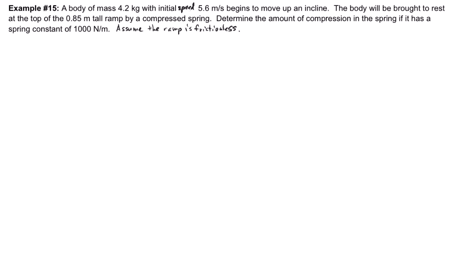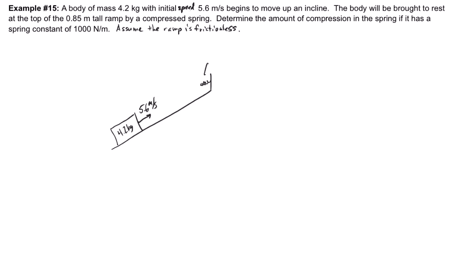We got a body of mass 4.2 kilograms with an initial speed of 5.6 meters per second, beginning to move up an incline. Let's draw that picture. And there we go, moving up the ramp, that mass with that initial speed. The body will be brought to rest at the top of the 0.85 meter tall ramp by a compressed spring. So it's going to be going up fast enough that by the time it gets up to the top, we're going to have a spring up here.